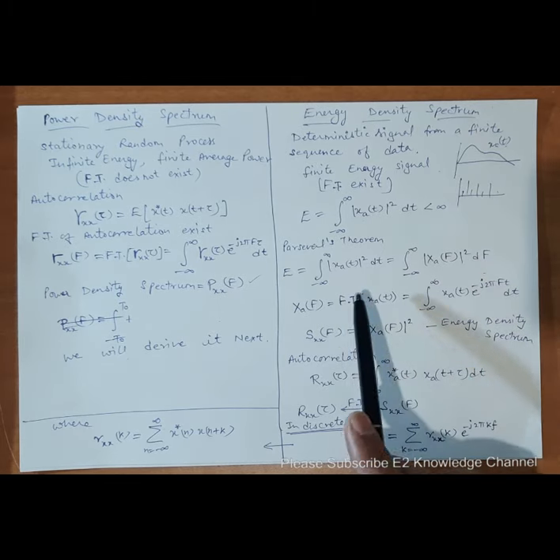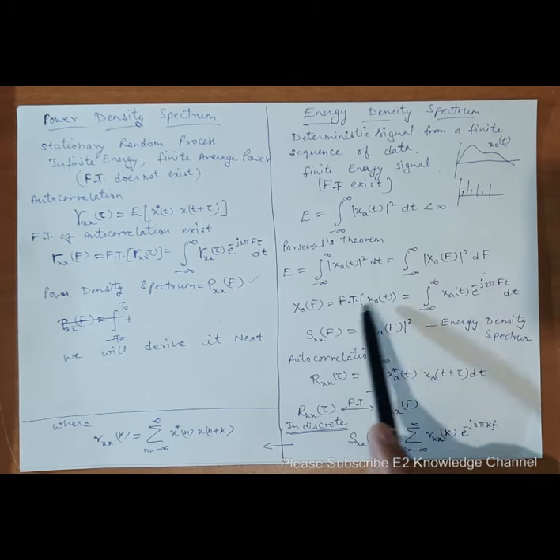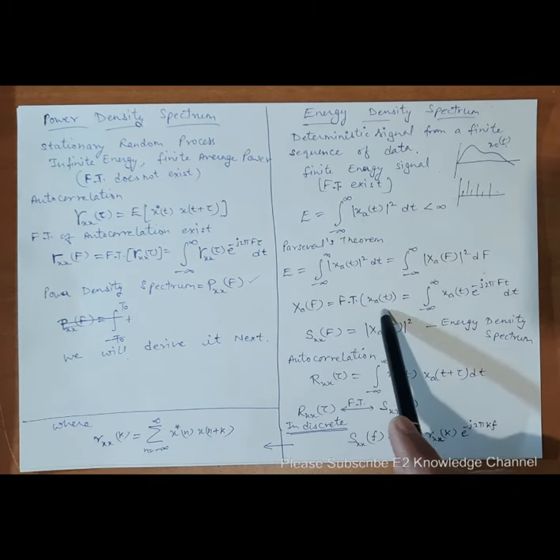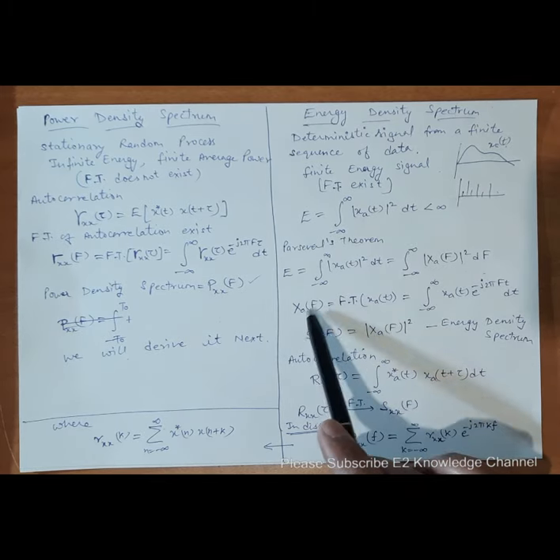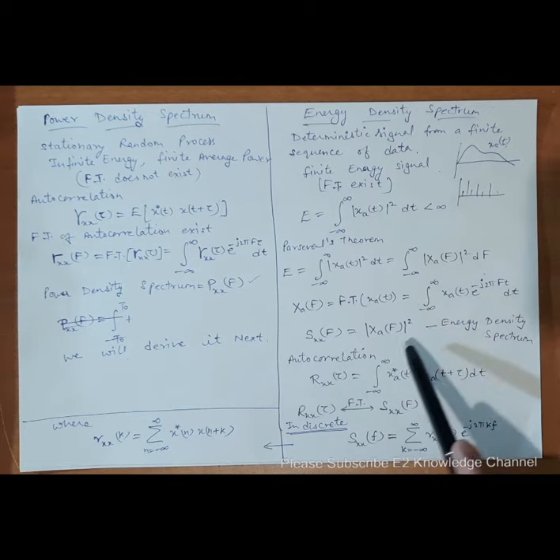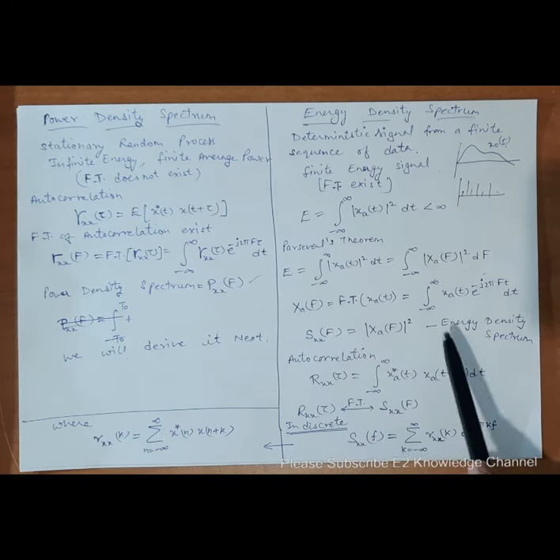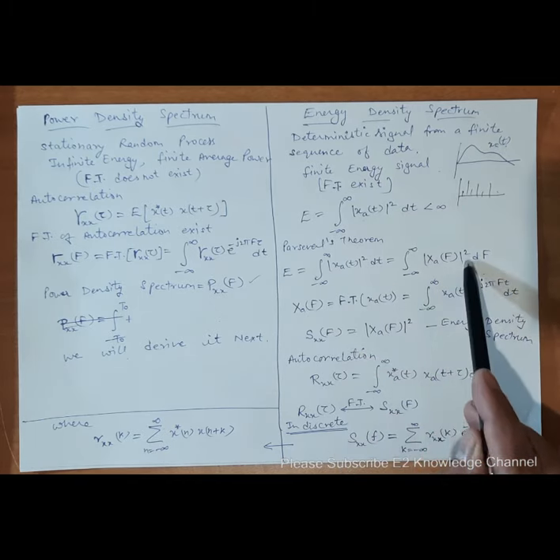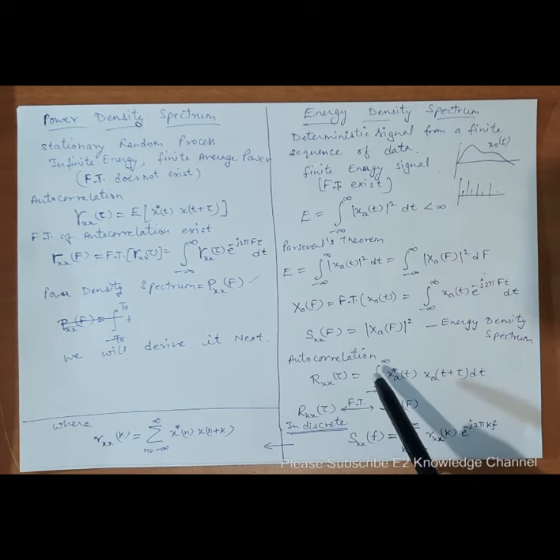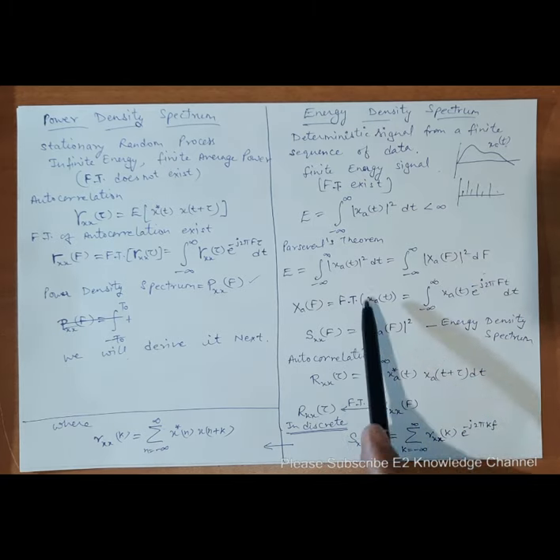Okay, so what is the method now? We will have this signal x(t). We will do the Fourier transform of this signal using the Fourier transform technique, and then square the Fourier transform, and we will get the energy density spectrum, because energy is proportional to this term. So this is the methodology.